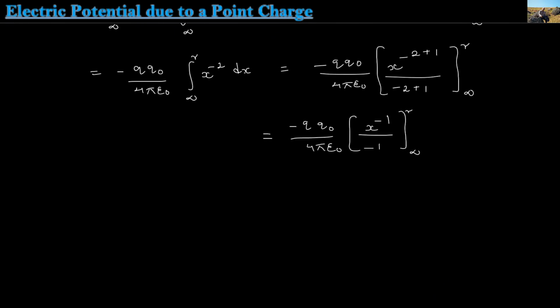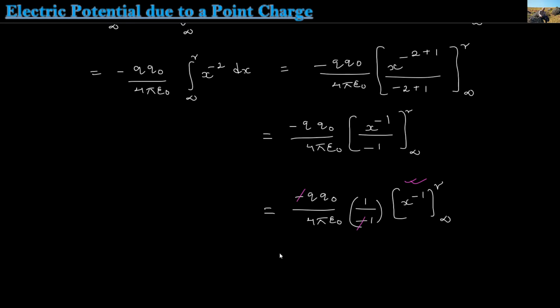As we keep on solving, we will arrive at q naught divided by 4 pi epsilon naught. Then we can take this negative sign outside, so it is like 1 divided by minus 1, and you have x to the power minus 1 with those limits of integration. From here it is very clear that this negative sign and this negative sign will get cancelled, so you are left only with solving the expression inside.